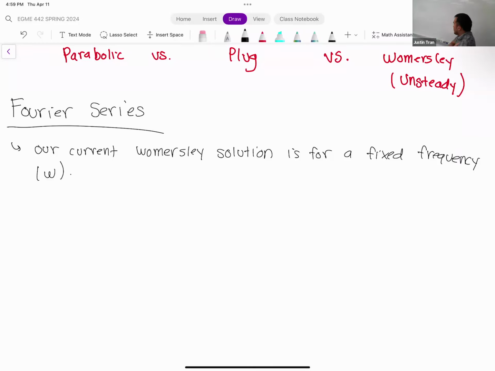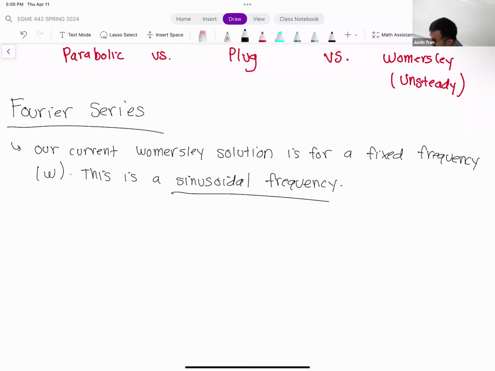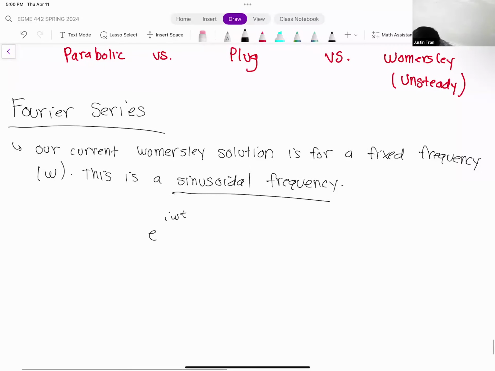So we're basically assuming that our oscillation frequency omega is the same. This is particularly relevant because one implicit assumption that we made through our derivation was that this frequency represents a sinusoidal frequency. All that basically means is that our forcing function is sine and cosine. That's what we said: e to the i omega t is the same as cosine omega t plus i sine omega t.